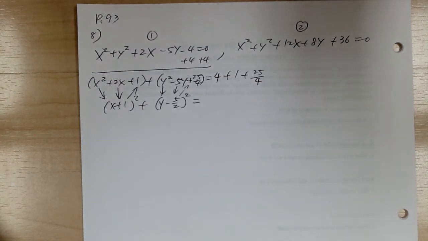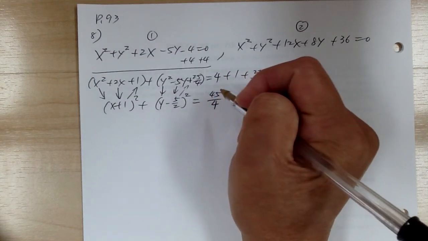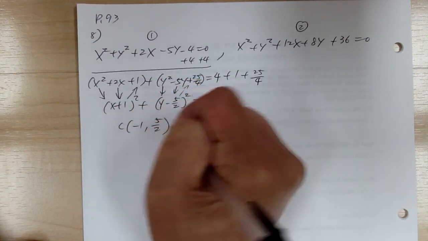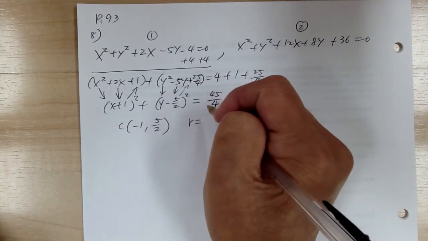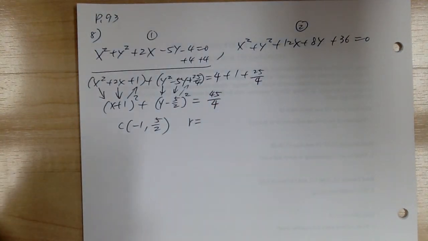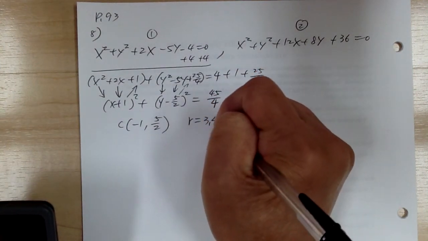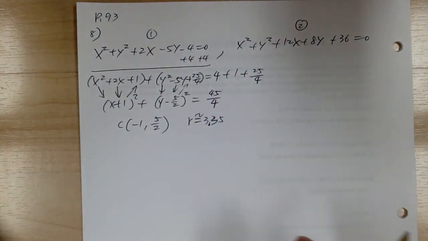Then what you need to do is go and use your calculator. You can add this together. And you're going to end up with 45 over 4. So your center is going to be at (-1, 5/2), and radius is going to be square root of that. But you just want to get a number so you have to take the square root of that. So 45 over 4, you take the square root of that. It's about 3.35, okay, approximately. So again, you just want to get a rough idea so you can draw your circles.